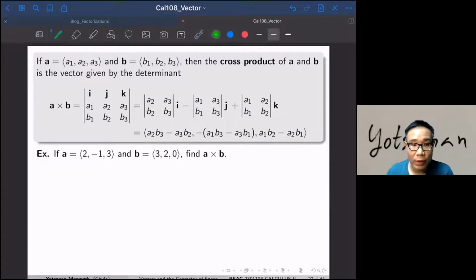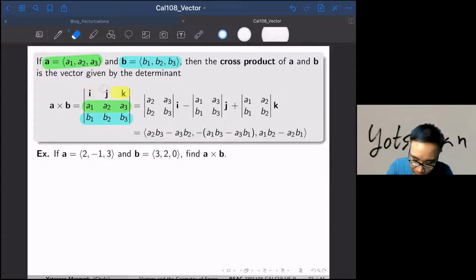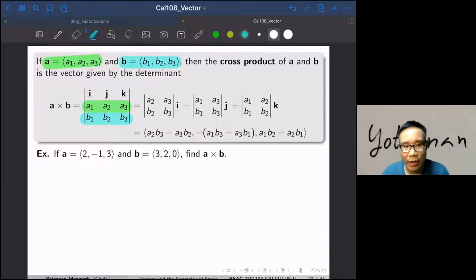You're going to have the determinant of a 3 by 3 matrix. So you use i, j, k on the first row, your vector A on the second row, and the vector B on the third row. So when you have A cross B, it means you have i, j, k on the first row, A on the second row, and B on the third row. Let me erase this a little bit so we can see it clearer.